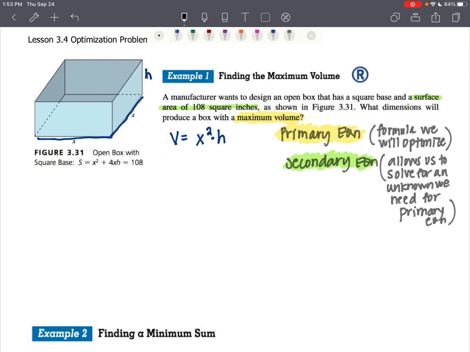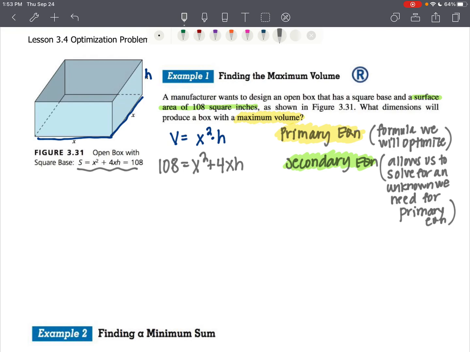Well, the surface area of 108 square inches is equal to x squared plus 4xh. How do we know that? Because they gave it to us right over here. There's another way that we can find surface area. We can go back into our geometry knowledge and come up with that equation, but it's very convenient that they gave it to us right over to the left.